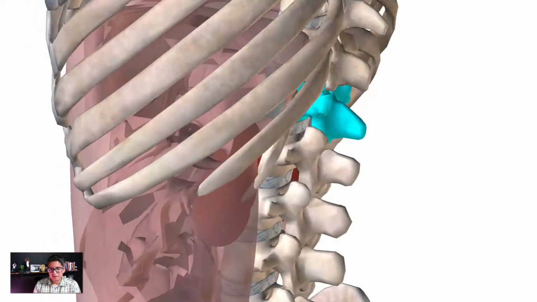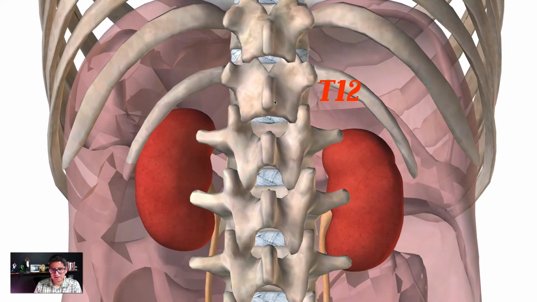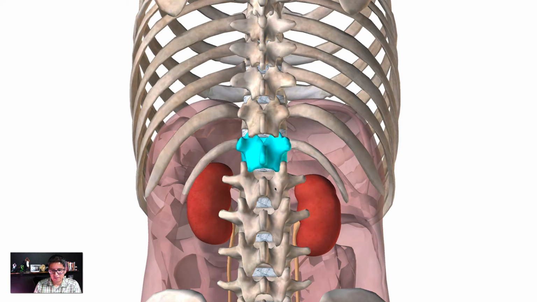Now the kidneys on the back sit right below the T12 vertebra, T meaning thoracic. You have 12 thoracic vertebrae, and this is the last one. Right after that, you have 5 lumbar vertebrae. So your kidneys sit right below the T12, the last thoracic vertebra, and just above the L3 vertebra, L representing lumbar, the third lumbar vertebra.